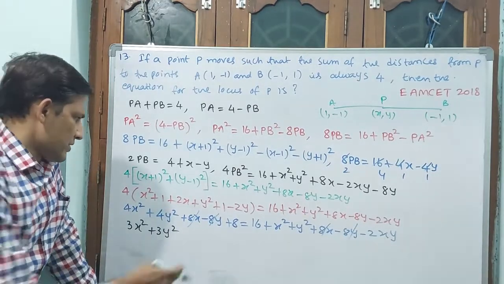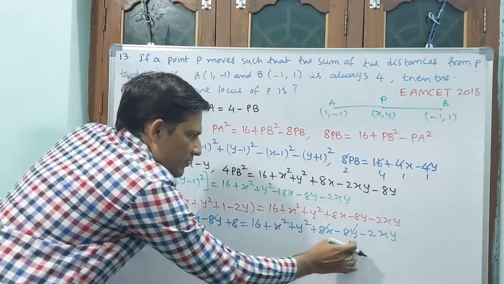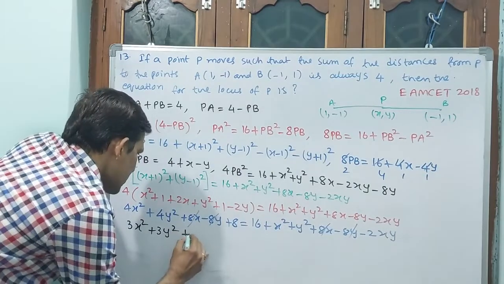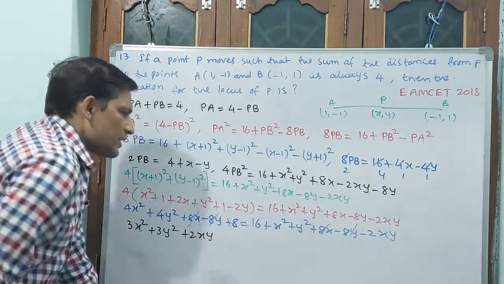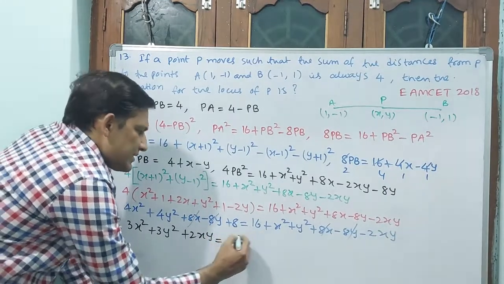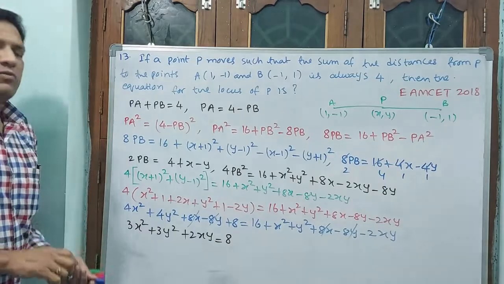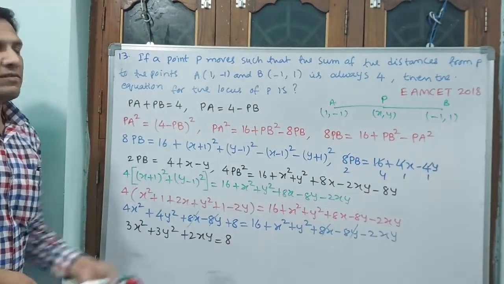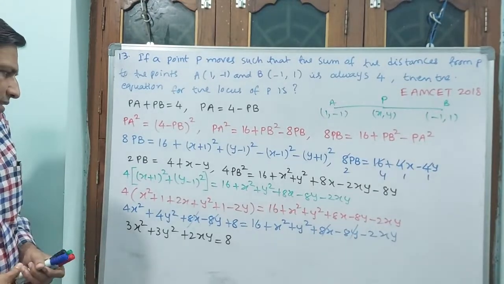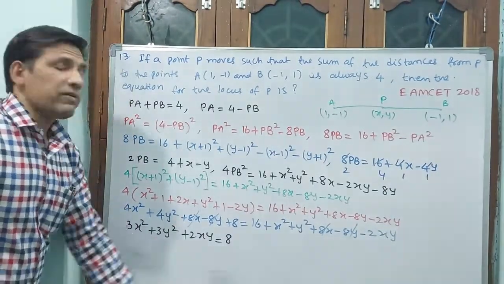But what about the xy term? See, minus 2xy is there. You bring this side, plus 2xy. Okay, see, now send this 8 that side. 16 minus 8 is 8. 3x square plus 3y square plus 2xy is equal to 8. This is the locus of this point P. Okay? Anything else is there? No, nothing is there. Okay? Take this. We will go for 14th question.